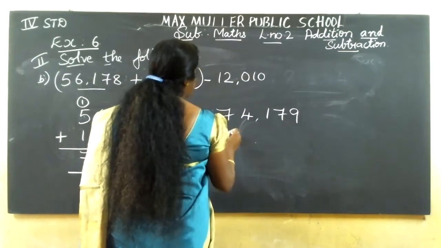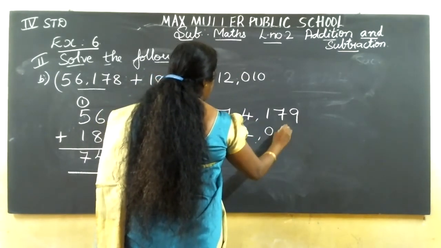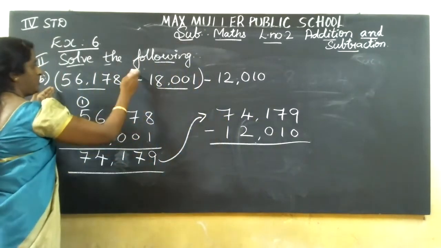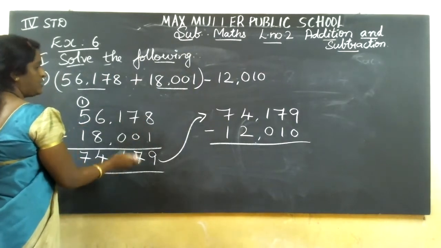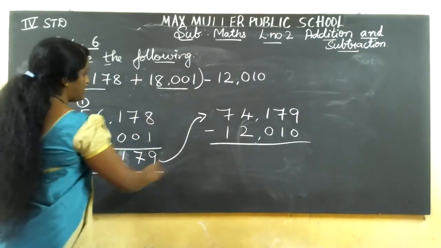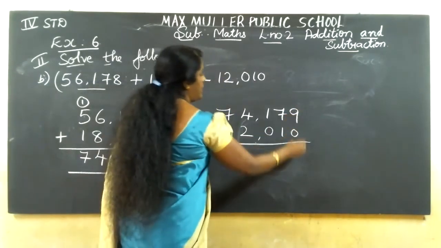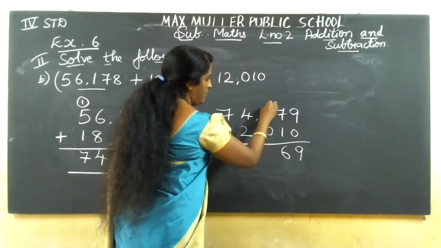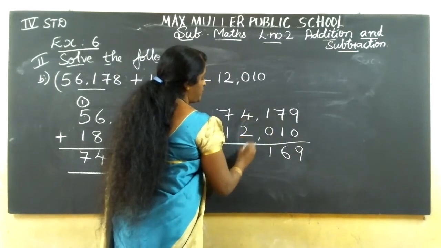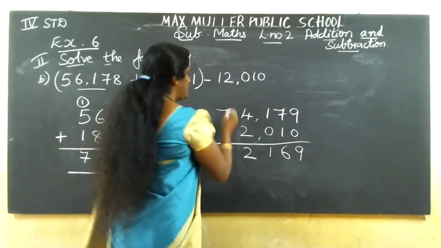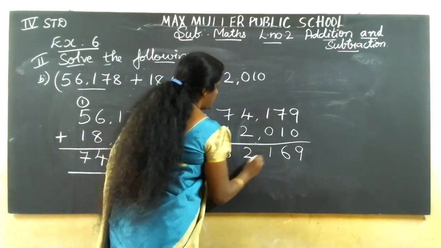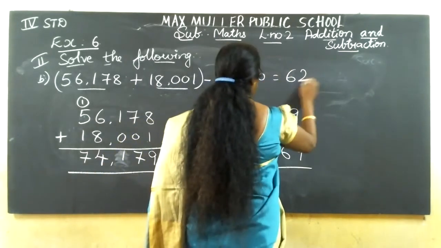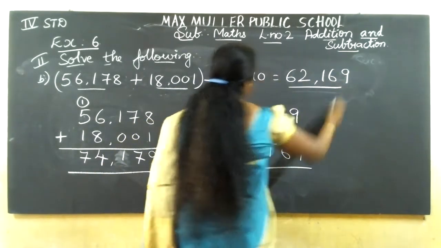74,179 minus 12,010. This part we did addition because it is plus here. Here we'll do subtraction. Taking this sum, we'll copy this subtraction. Here 9 minus 0, 9. 7 minus 1, 6. Here 1, 0, 1. 4 minus 2, 2. 4, cut fingers, 2. 7, cut 1 finger. Your answer is 62,169. Copy this.